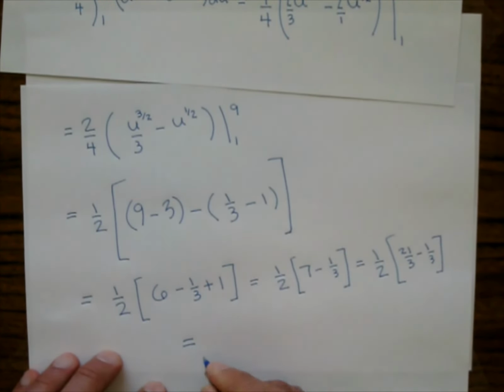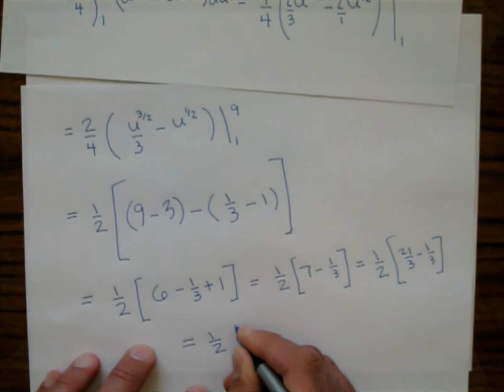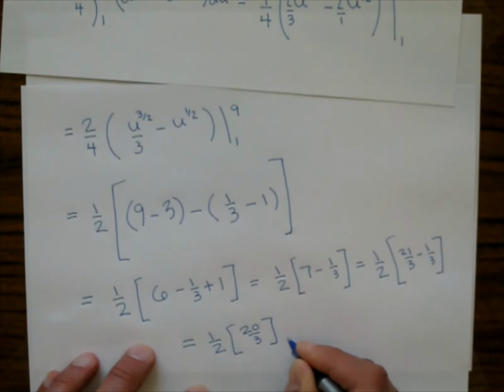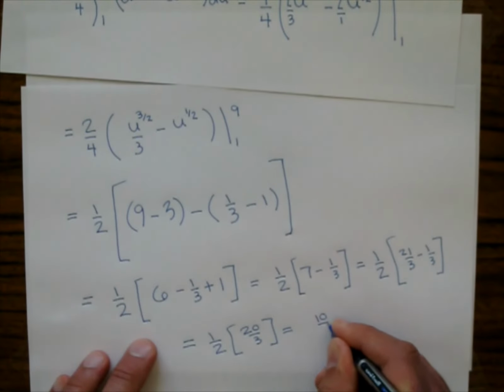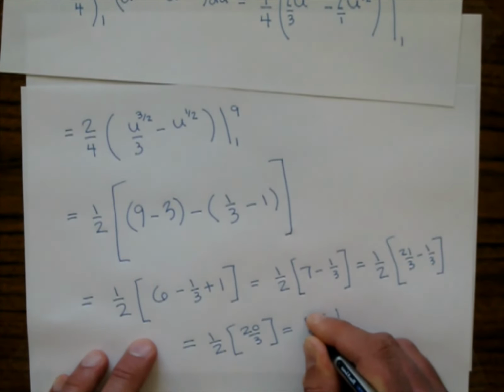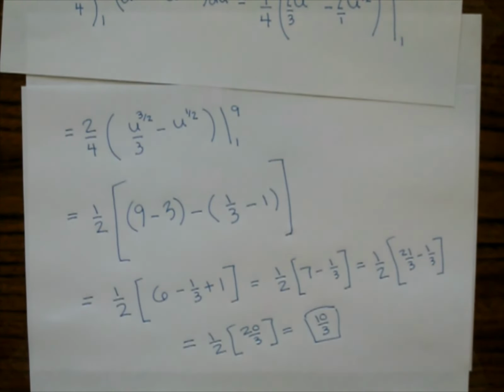Gee, I sure hope I'm going to get the right answer. This is 1/2. This is 20 over 3. And then the 20 and the 2 can cancel, and you end up getting a 10 on the top and a 3 on the bottom. So 10/3 is the answer.